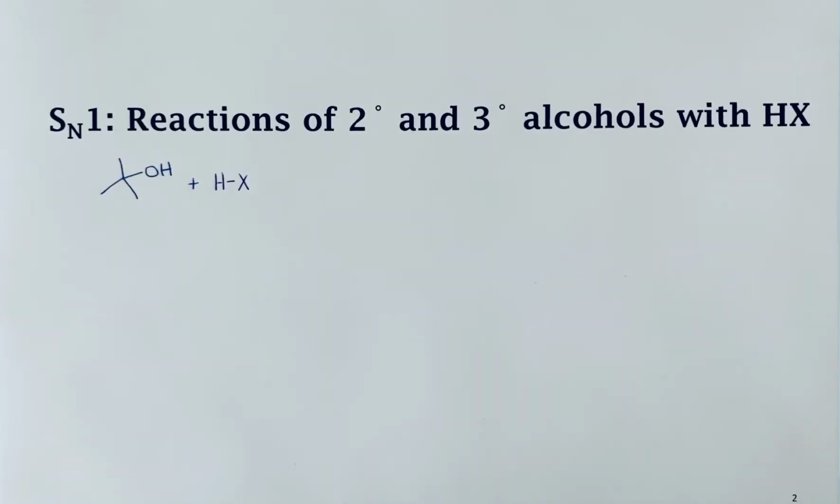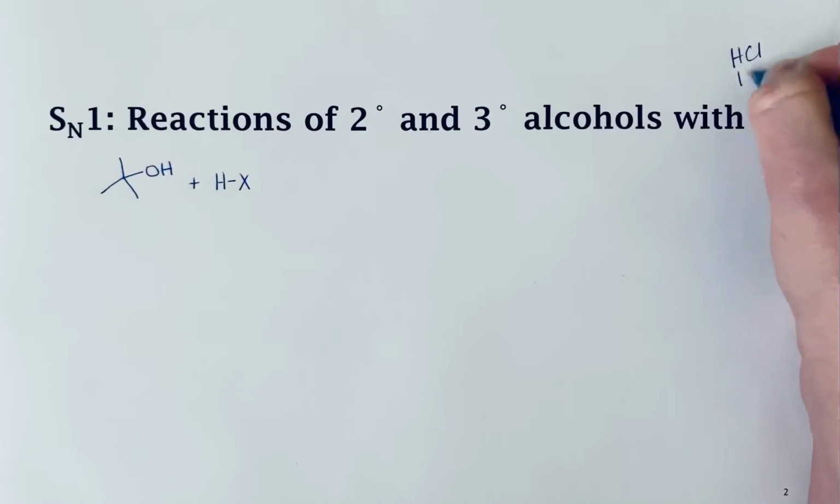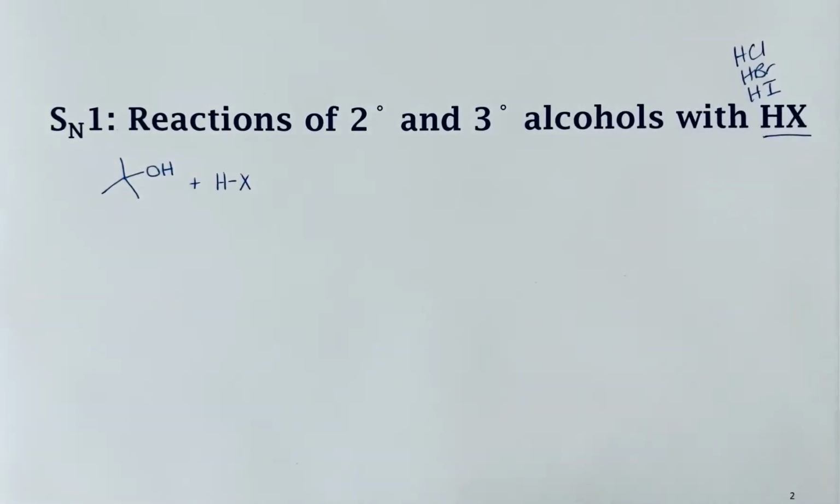Secondary and tertiary alcohols can undergo SN1 reactions if we treat them with a strong hydrohalic acid. So that's HX. The strong hydrohalic acids that you can see undergoing these reactions would be HCl, HBr, or HI. Hydrofluoric acid is a weak acid and will not undergo this reaction.